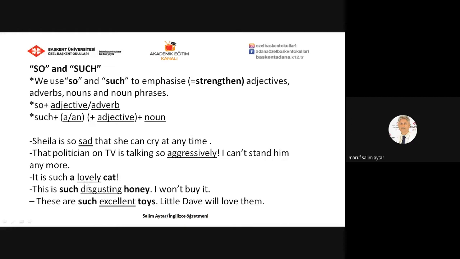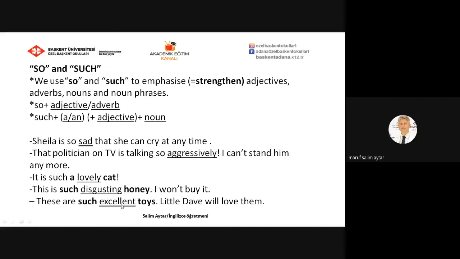Now this time we have an adjectival phrase, see, lovely cat, but because cat is singular, okay, we say it is such a lovely cat, okay? Mind you, this is singular, okay? This is such disgusting honey. Be careful, honey is not countable. Therefore, we do not use an here, but just adjective. This is such disgusting honey. I won't buy it.